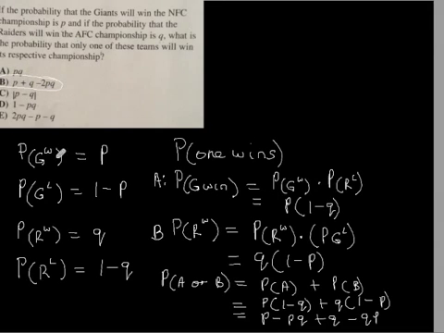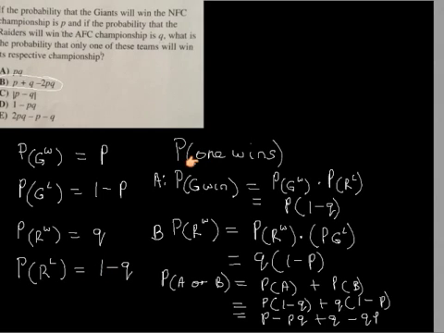Let's go through this. The probability that Giants will win the NFC Championship is P, and the probability that the Raiders will win the AFC Championship is Q. What is the probability that only one of these teams will win its respective championship? The probability that Giants win is P. Probability that Giants lose is, of course, 1 minus P. Probability that Raiders win is Q, and probability that Raiders lose is 1 minus Q.